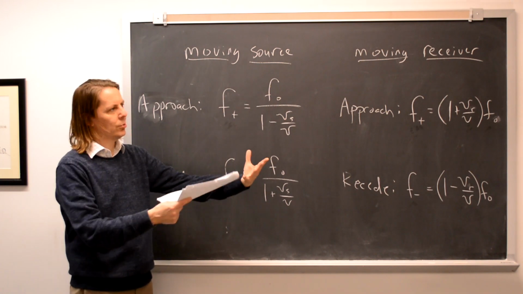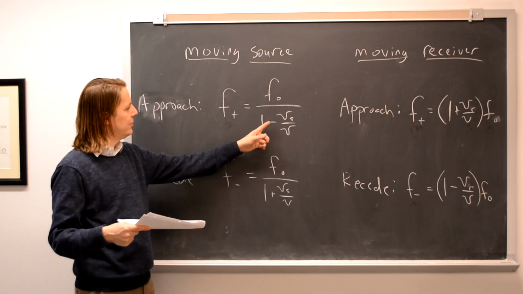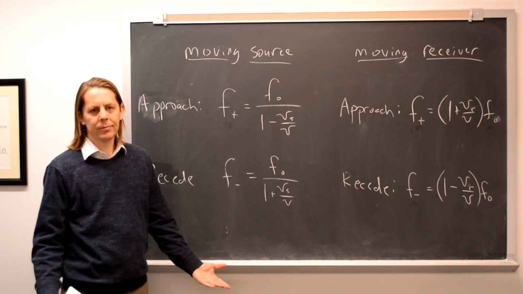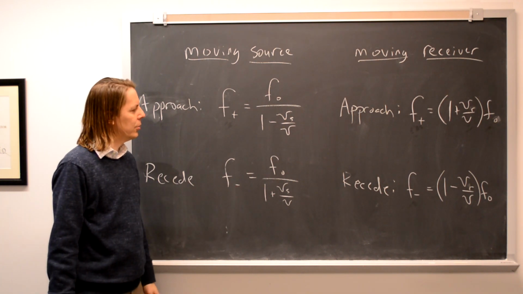And now, what if the source was moving away from the receiver? Turn that minus into a plus. And there you go, f minus is going to be lower.